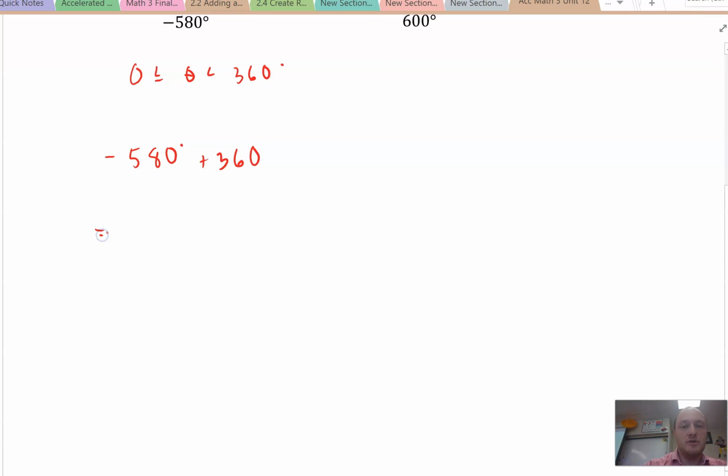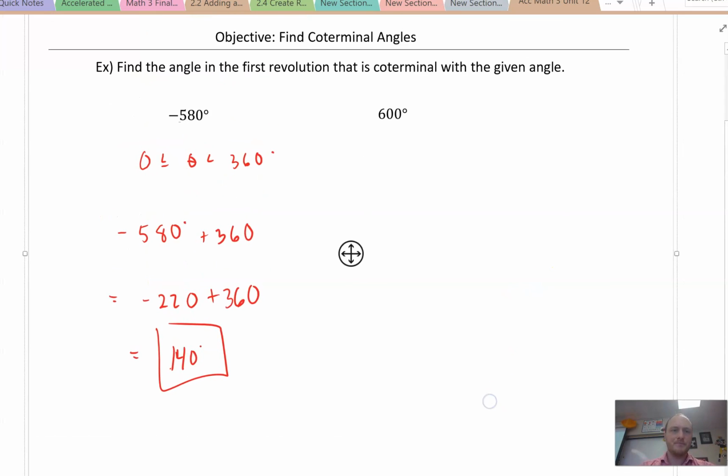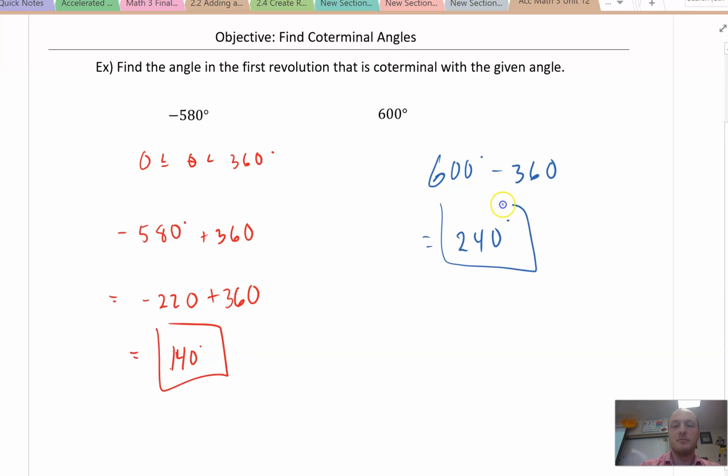360. Okay, so I do this, and we get negative 220. So I'm still out of the first revolution, so I need to add 360. Okay, and I do this, and we get a positive 140. Okay, that's in the first revolution. All right, 600 degrees. I think you guys kind of get it by now. I want to be between 0 and 360, so I'm going to subtract 360. Okay, that gives me 240. And hey, that's in the first revolution.